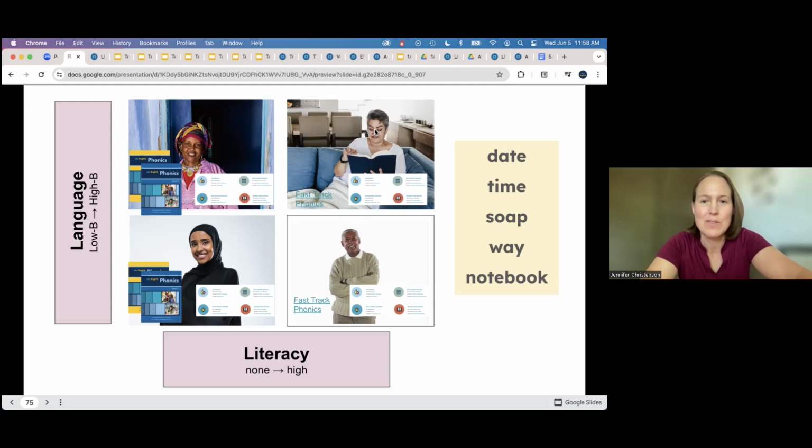So for example, even though this woman is very literate in Spanish, if she applies the rules of reading Spanish to these words over here, she would say "da te" or "ti me" or "so ap" or "wai" or "no te bok." Okay, so by teaching the phonics patterns that are unique to English, you're going to help also your literate learners know how to pronounce and appropriately read in English.